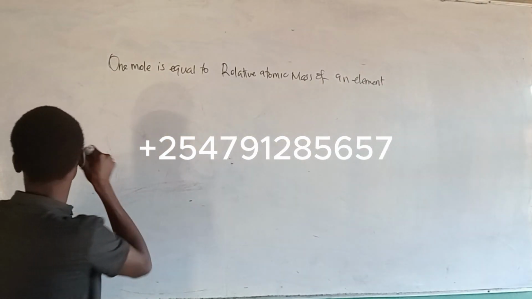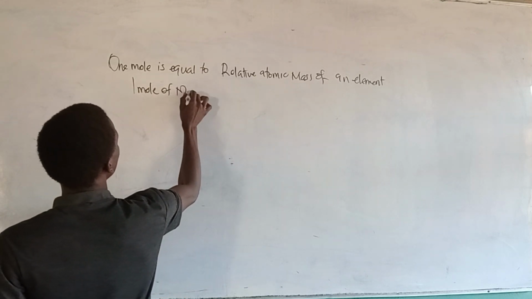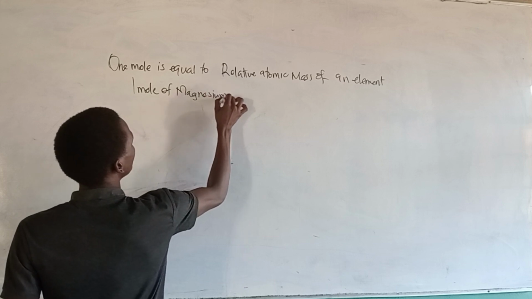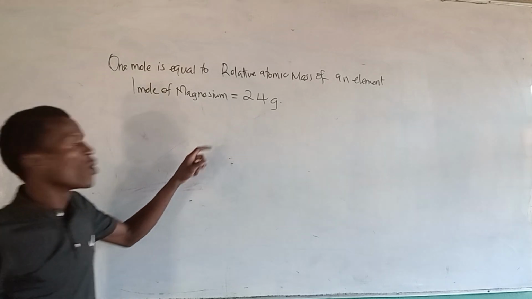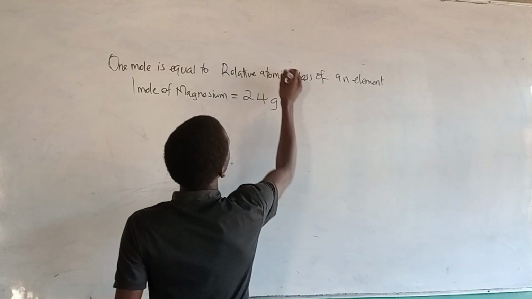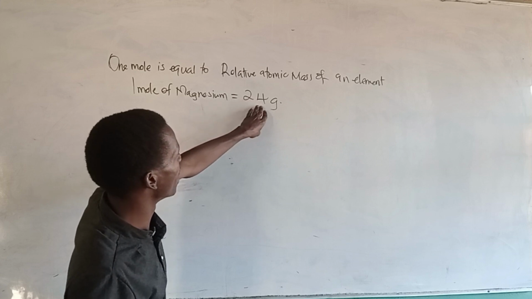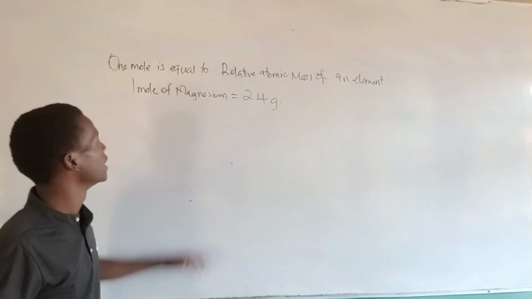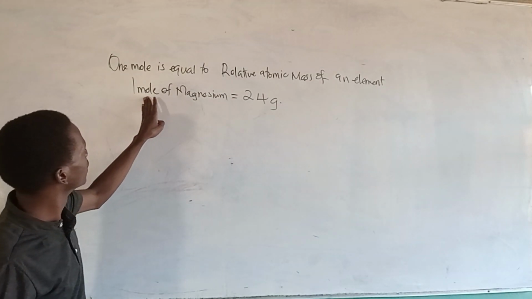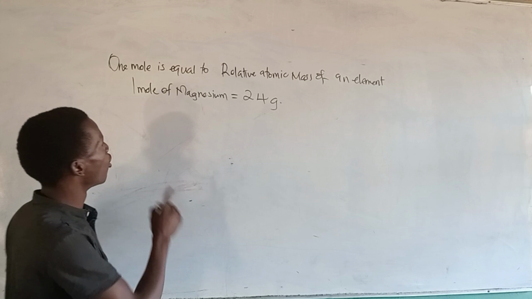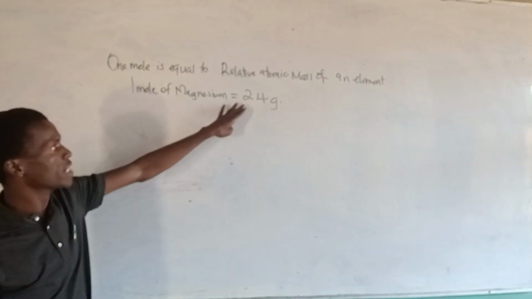For example, I want to start by saying that 1 mole of magnesium will be equal to 24 grams. So this relative atomic mass of magnesium, taking an example of this element, is equal to 1 mole. So if you want any amount of moles of this magnesium, we know how we are going to weigh it in terms of grams.